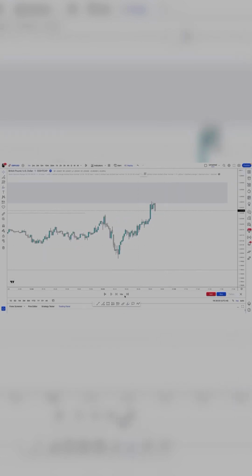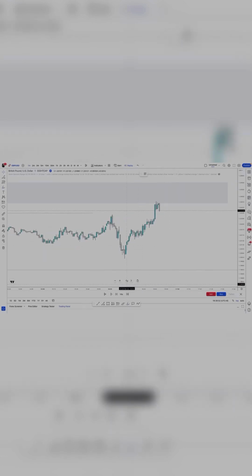So we need to understand and map out the key internal structure on the 1-minute. For me, I would say we have a high, a low, a lower high, a lower low. A lower high, at this point you would probably be expecting a lower low. Instead, price gives a higher low and then a higher high, break of structure. And then price pulls back and puts in a higher low and a new higher high.